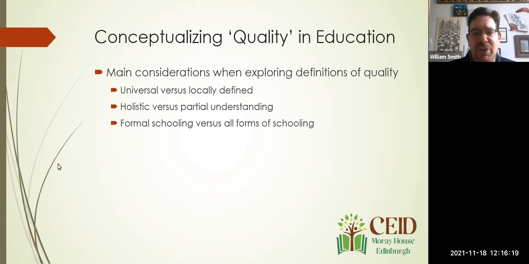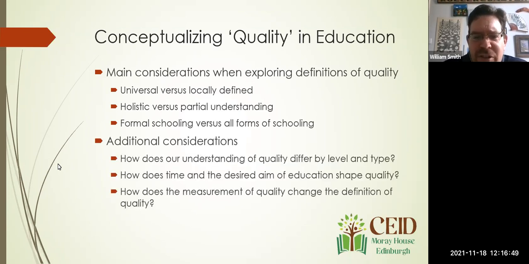The third main consideration we identify is this idea of, is quality only concerned with formal schooling? Or when we talk about quality education, are we also interested in other ways of learning, other forms of schooling? That's especially important when we think about SDGs and the lifelong learning perspective. So much learning happens outside of formal schooling. Are we considering that when we're thinking about education quality?